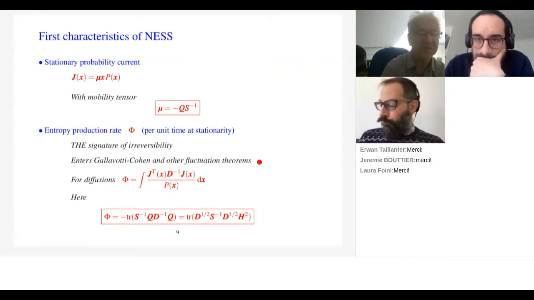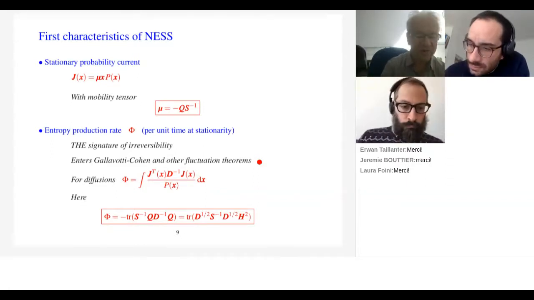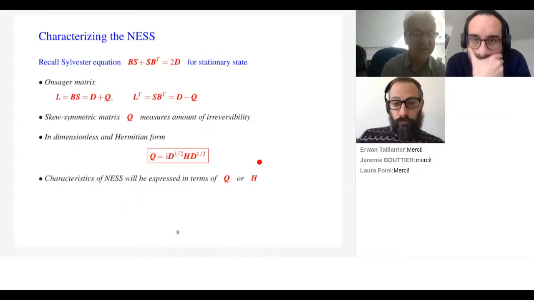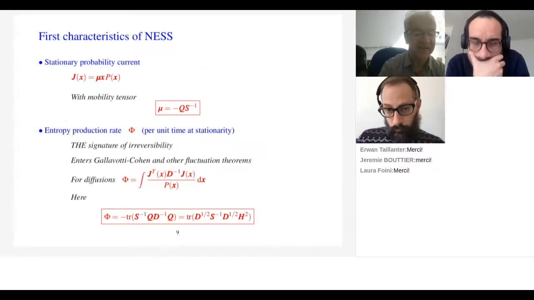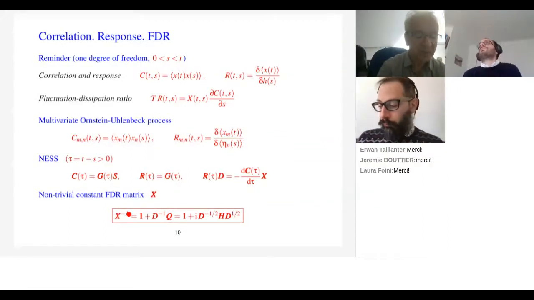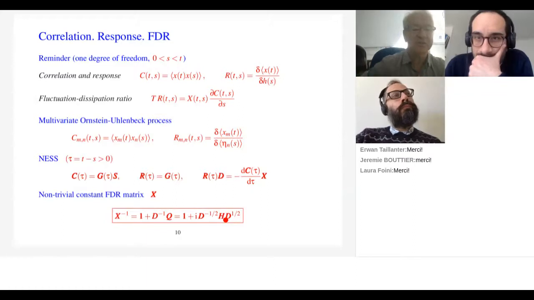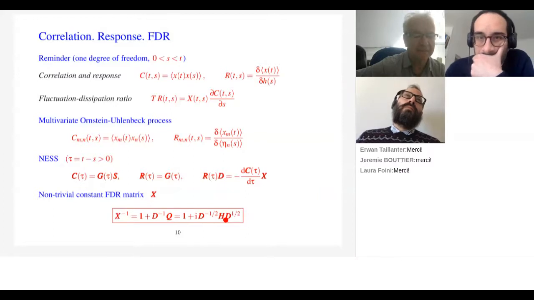You have seen a few examples. The quantities have the structure which is expected from general theory, and moreover, they have simple expressions in terms of these matrices Q and H. You could ask the same question for the FD ratio. In general, it's complicated to evaluate. It still depends on times, at stationarity, and so on. Here, it is simple, it is constant, and you know what it is. So we have nothing extra to say about the general case. Thanks.